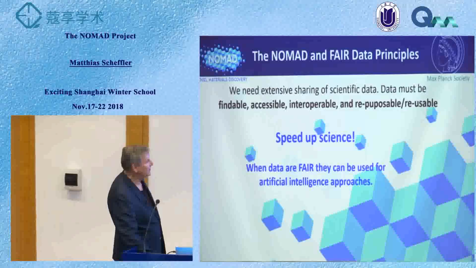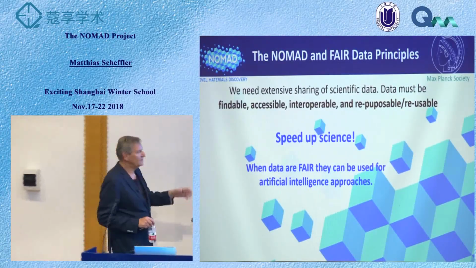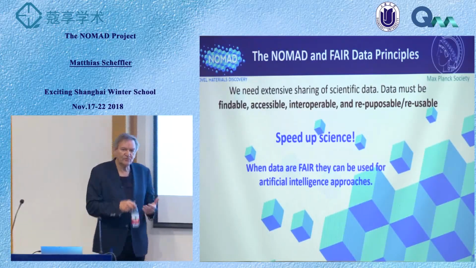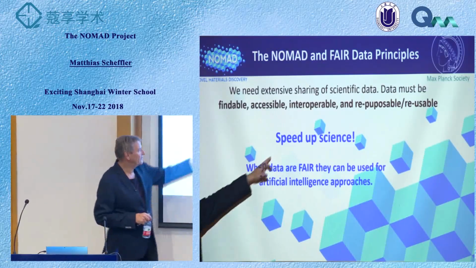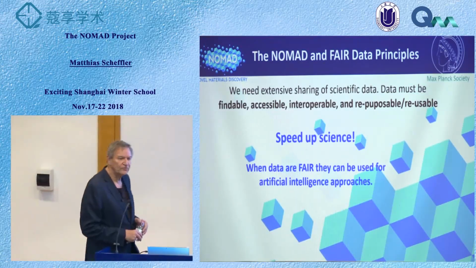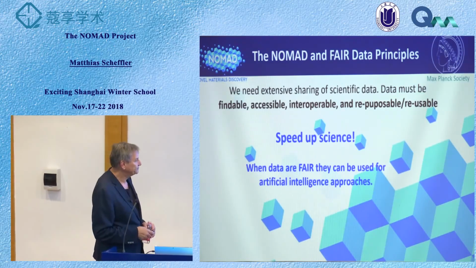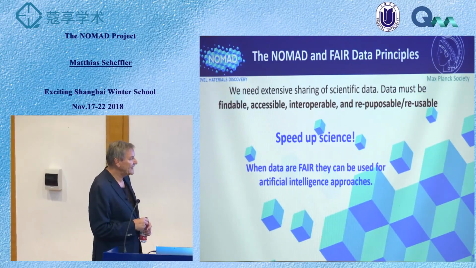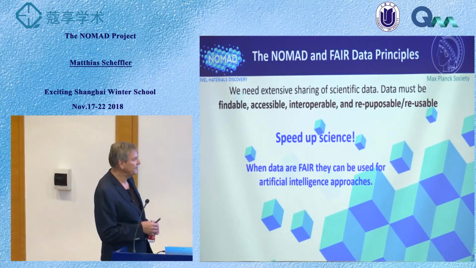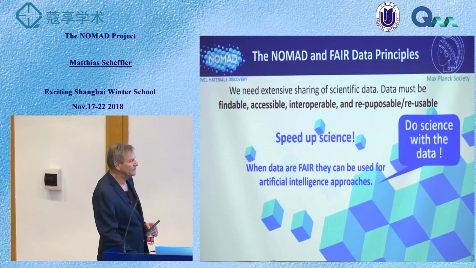Okay, starting it now means also, again, this is the summary. So the reason for doing this, I mean, you have to do all this work and really give the data, but the idea is, of course, to speed up science and really use data from so many people and have millions of possibilities. When data are FAIR, they can be used for artificial intelligence. This is what I wanted to show you. And of course, do science. This is the thing which we want.